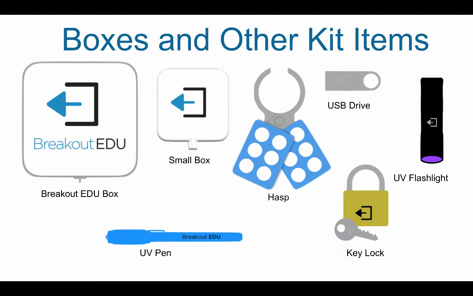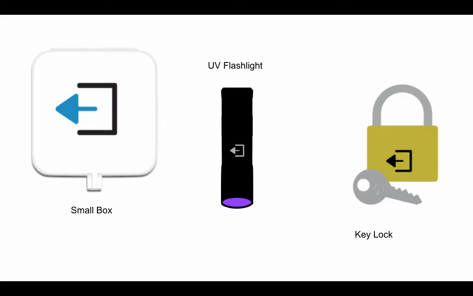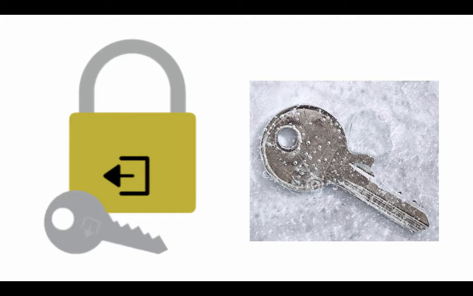The UV flashlight should be placed in the small box and locked with the key lock. The key for the key lock can be hidden somewhere in your classroom, but to make it interesting and a little more fitting of the theme, I suggest that you freeze the key lock into an ice cube and keep it in the freezer in a classroom if one is available, or in a small cooler if one is available.